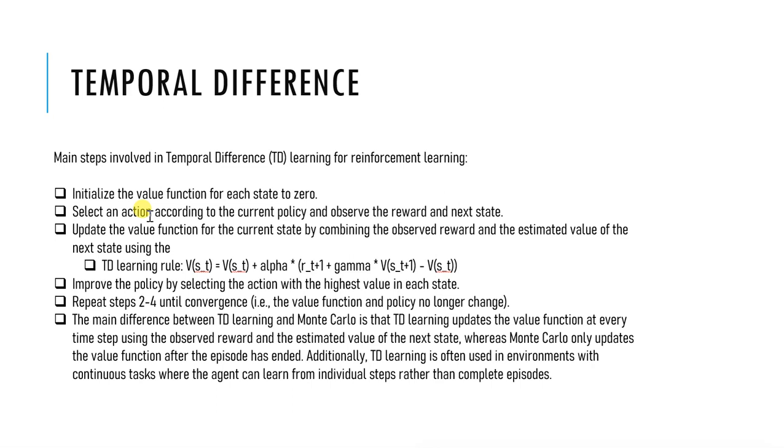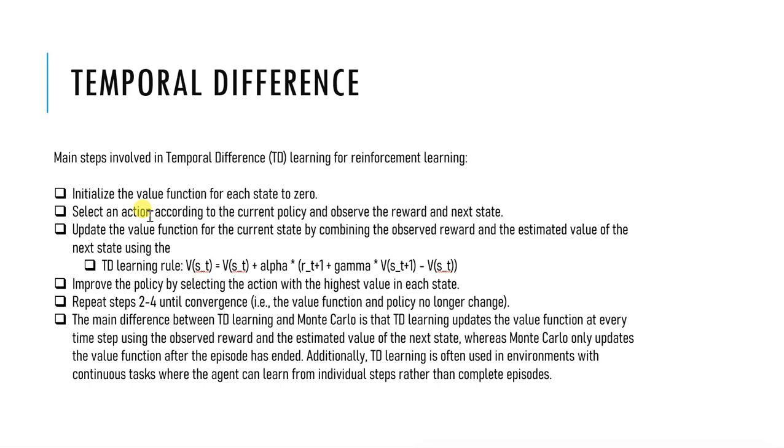Also, we can say Monte Carlo uses experience gained from the complete episode to estimate the value function of a state, and it does not require a model of the environment and works well with episodic tasks where the agent interacts with the environment until the terminal state is reached. Temporal difference updates the value function of a state using the difference between the estimated value of the current state and the estimated value of the next state, so it can learn online and incrementally, making it suitable for continuous tasks, where the agent interacts with the environment over multiple time steps.